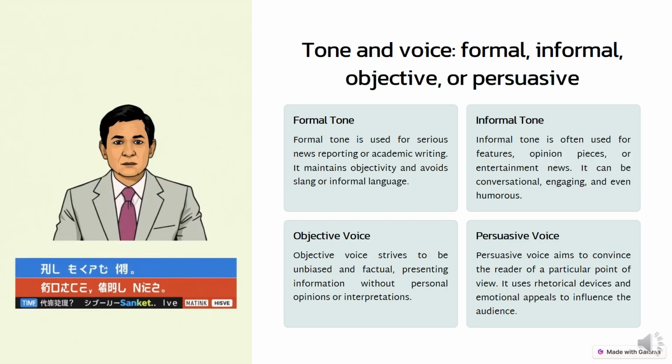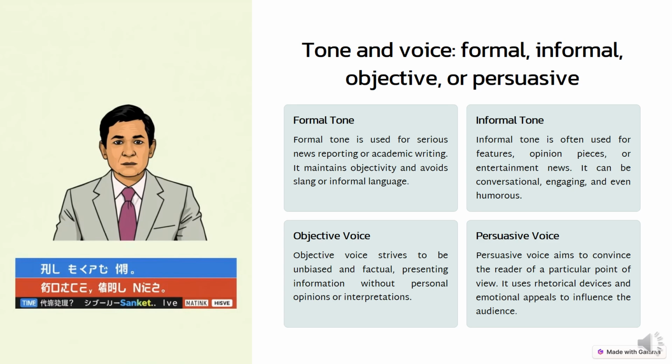Tone and voice. Formal tone is used for serious news reporting or academic writing. It maintains objectivity and avoids slang or informal language. Informal tone is often used for features, opinion pieces, or entertainment news. It can be conversational, engaging, and even humorous. Objective voice. Objective voice strives to be unbiased and factual, presenting information without personal opinions or interpretations.